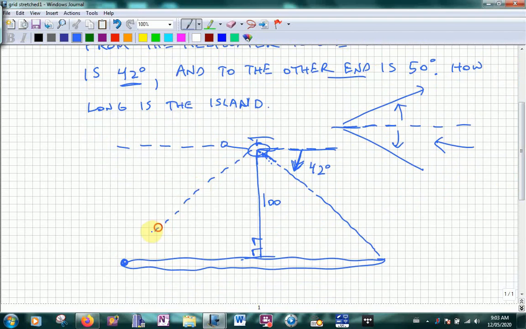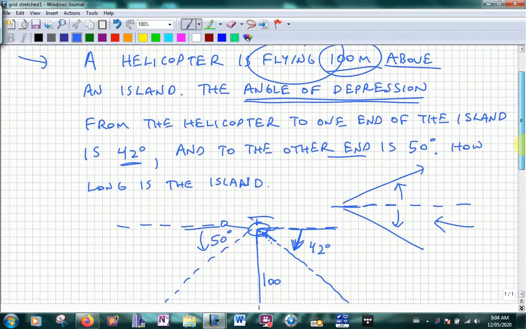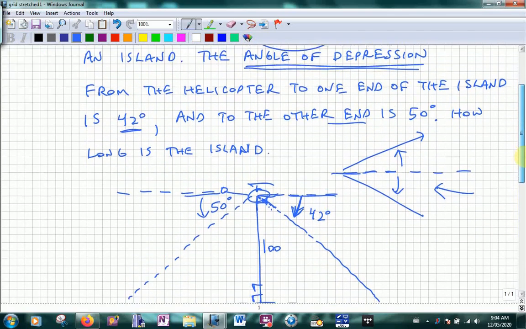Visualize that. If you've been in a plane, you can look down on things, right? It's always at some angle. That is 50 degrees. From the horizontal down, that's an angle of depression. Okay? Hopefully that makes sense. That's it. That's all the information in my picture. Okay, I got 3 numbers there. They're all in my picture. What's the question?